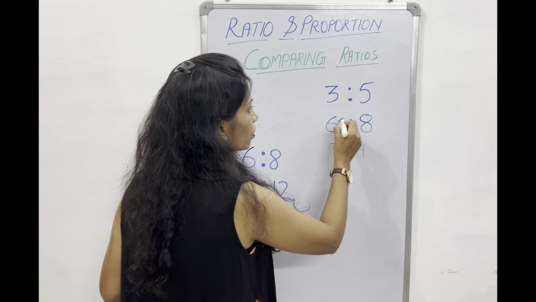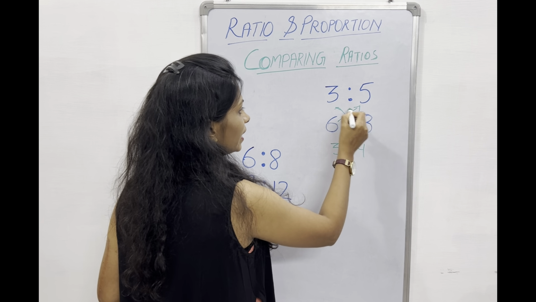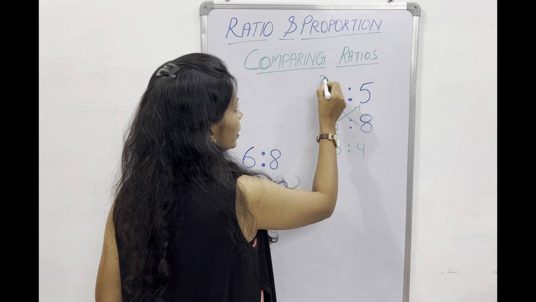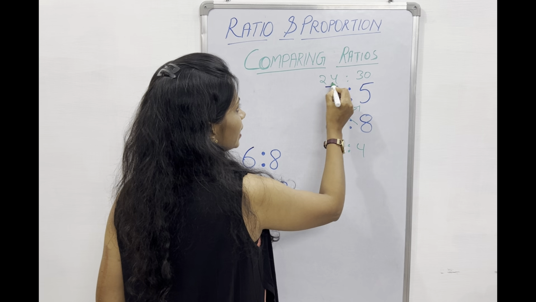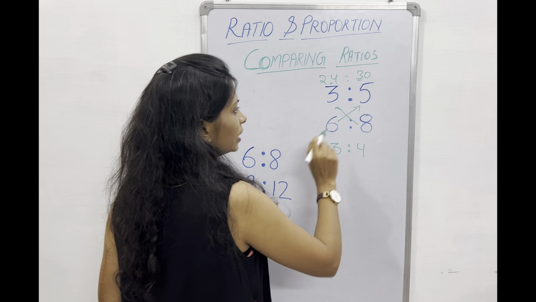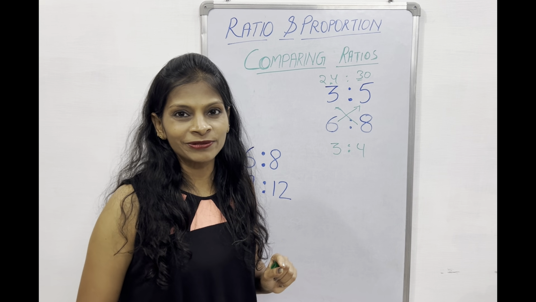We can also cross multiply and verify. 8 times 3 is 24 and 6 times 5 is 30. Since both are not equal, hence the ratios are not equivalent.